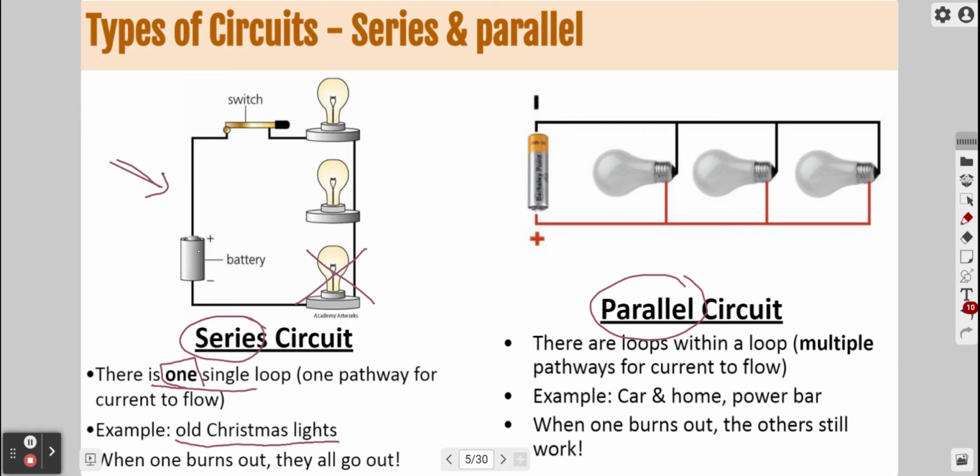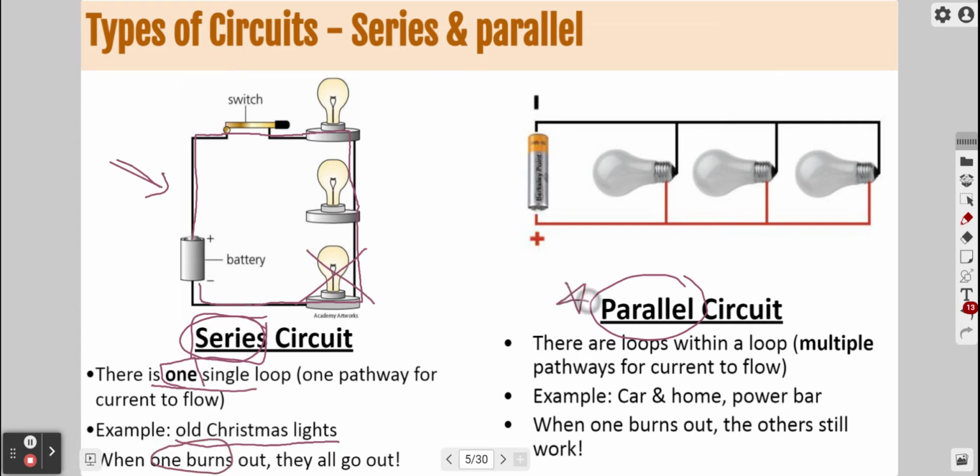Here's your battery. If you follow the electrons, they can follow one path through all of these lights, all these loads, through the switch because it's closed, perfect, and back to the other end of the battery. So there is one continuous pathway, one loop that all electrons will travel. That is what's called a series circuit. So when one burns out, they all go out.